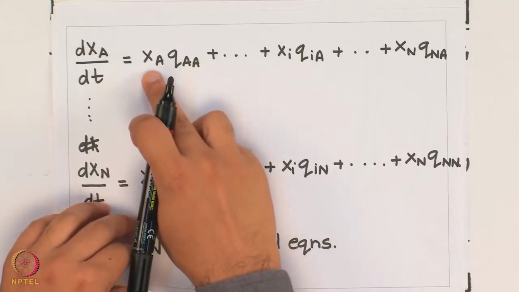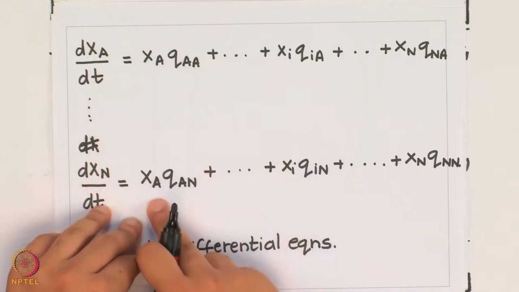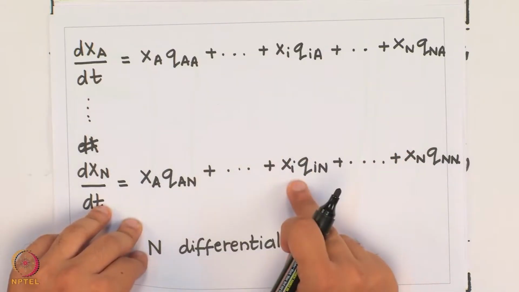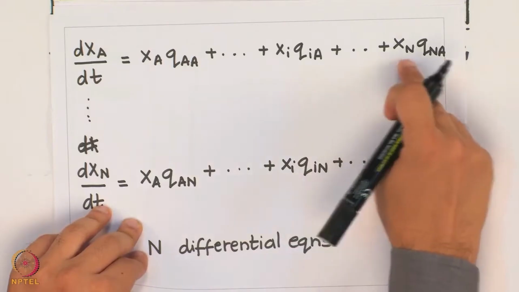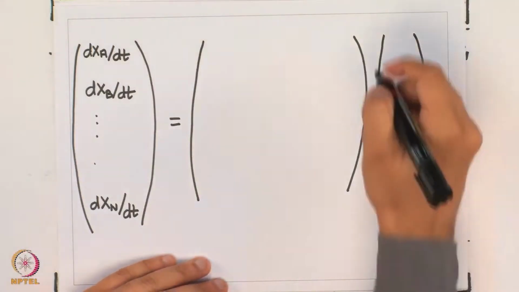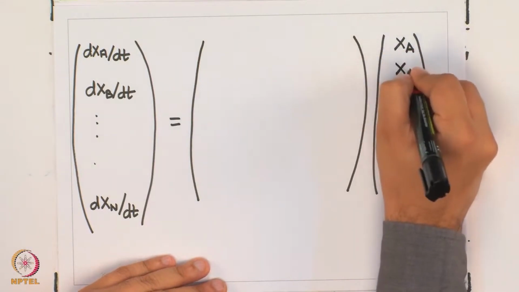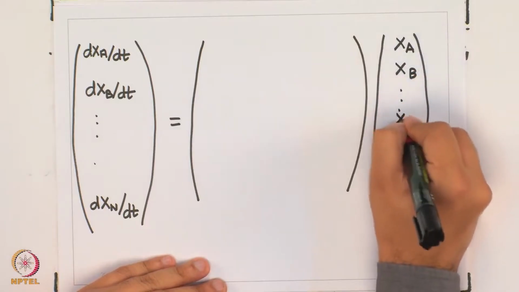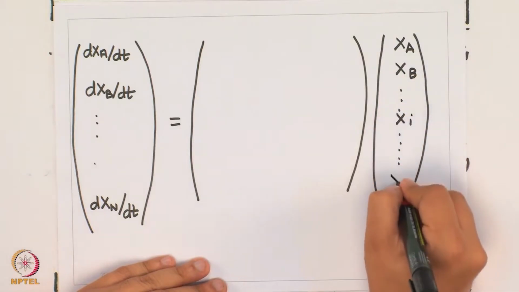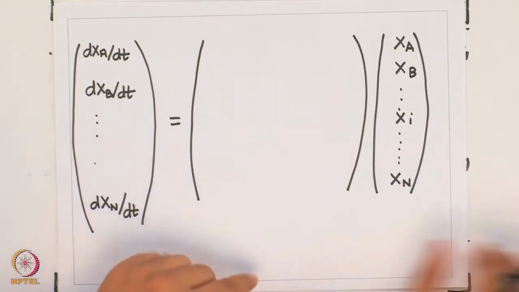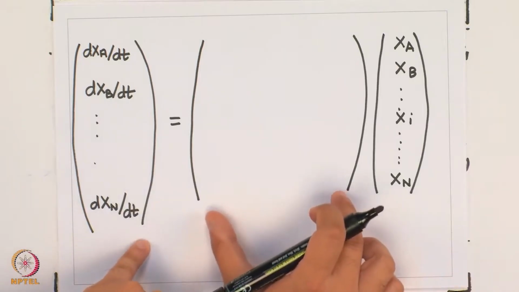And the vector can be sensed from the fact that the first term in each equation is multiplied with xA, the ith term in each equation is multiplied with xI, and the last term in each equation is multiplied with xN. That gives me a clue about what should be the nature of this vector, and that should be xA, xB, xI going all the way up to xN. That's the vector that I'm talking about. Now what I want to do is find the elements of this matrix.